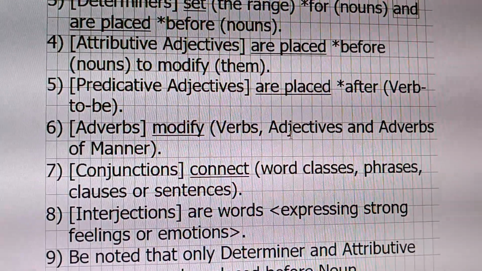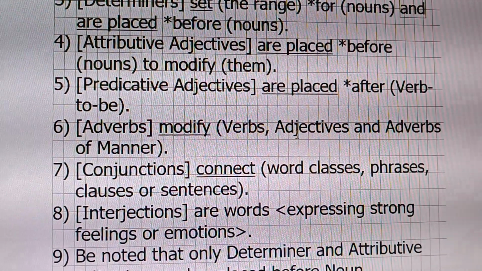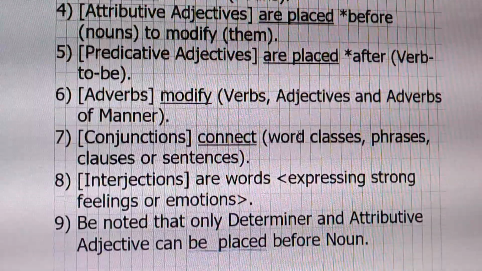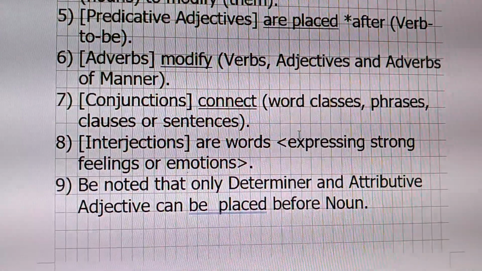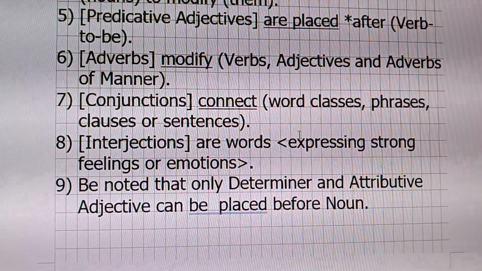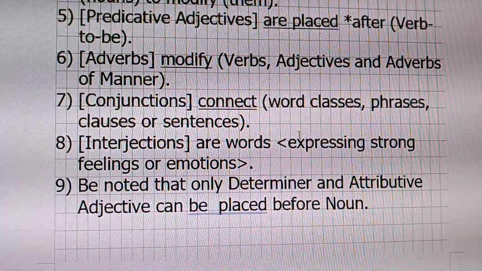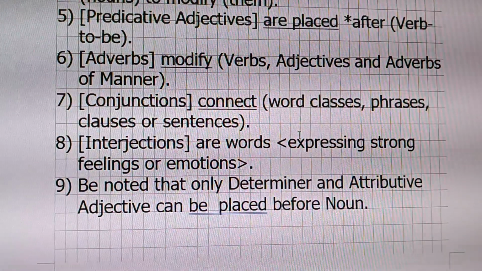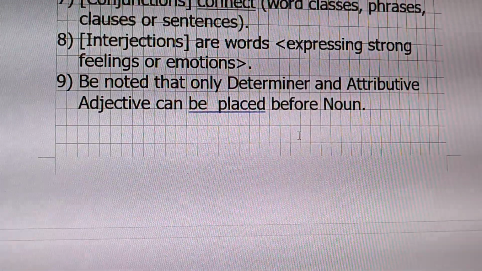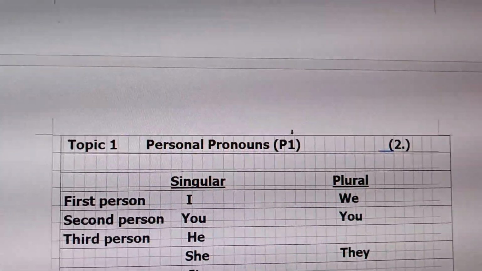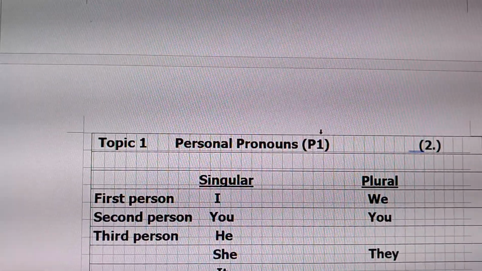Conjunctions connect word classes, phrases, clauses, or sentences. Interjections are words expressing strong feelings or emotions. Be noted that only determiners and attributive adjectives can be placed before nouns. So now let's go to personal pronouns, P1.